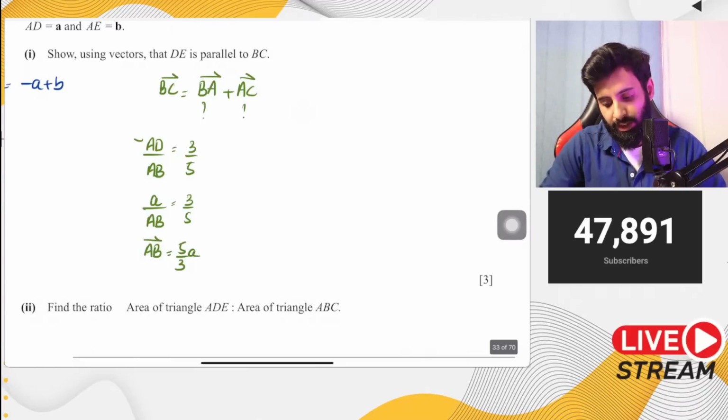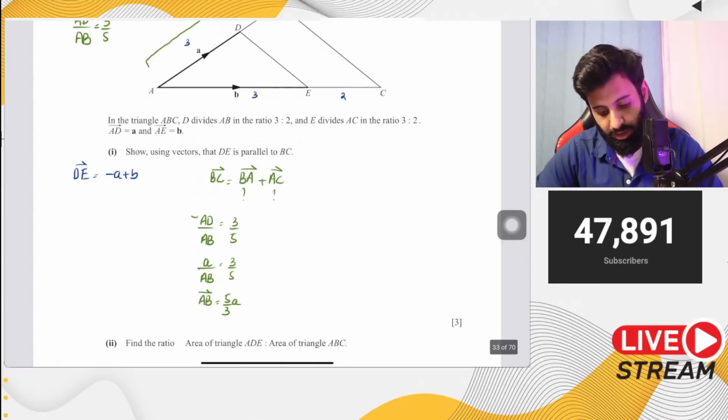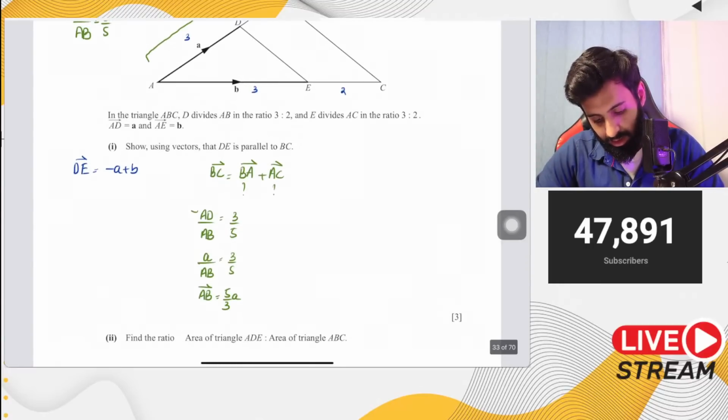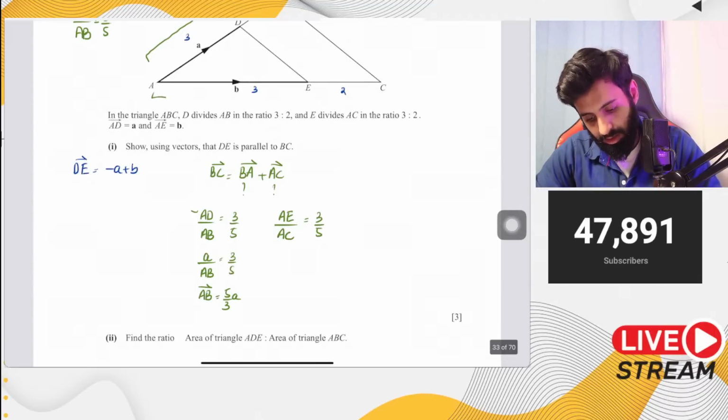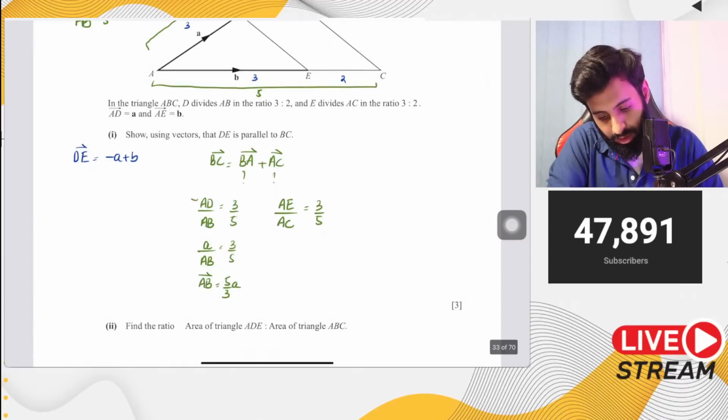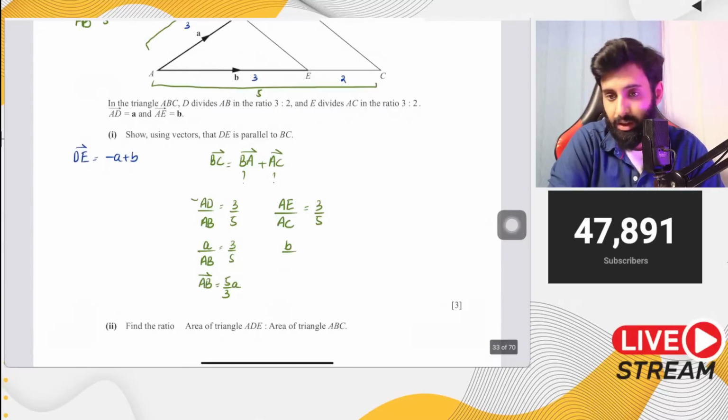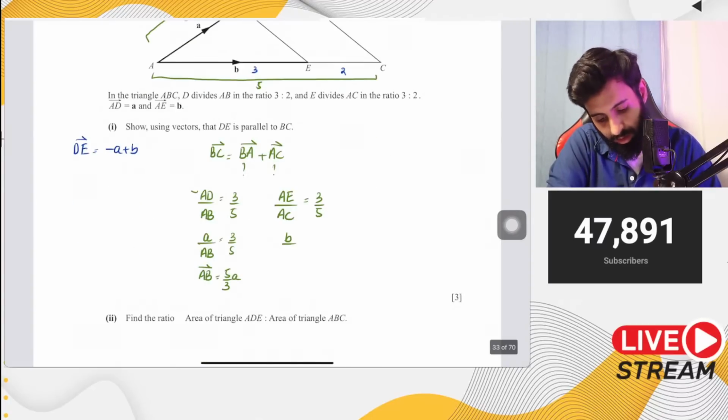Just like that, let's see what the deal is with AC. So AE and AC are in the ratio 3:5. Again, we know what AE is. It's b. Honestly speaking, you don't need to work hard for this. You can just find it out directly. AE is b, AC is something we don't know, and that's equal to 3/5. So AC is equal to 5/3 b.